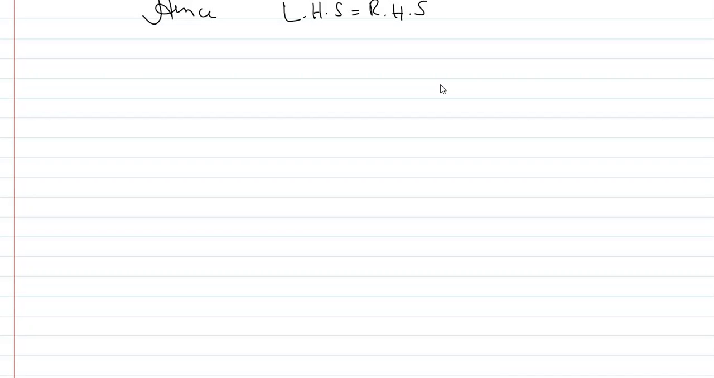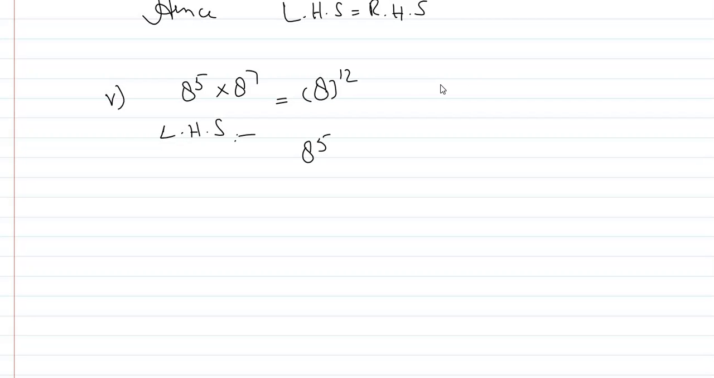Now I am solving its part number 5. Part number 5 is 8 raised to power 5 multiplied by 8 raised to power 7, that will be equal to 8 raised to power 12. Here we write left hand side. Left hand side is 8 raised to power 5 multiplied by 8 raised to power 7.